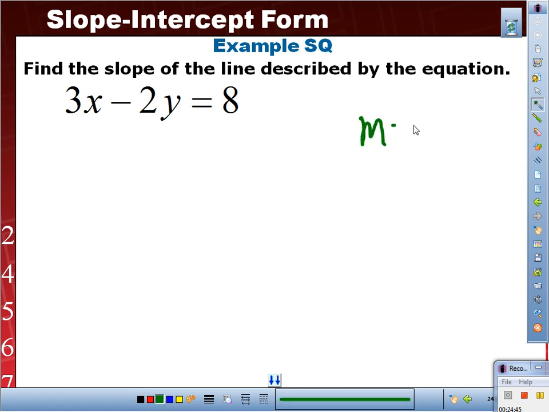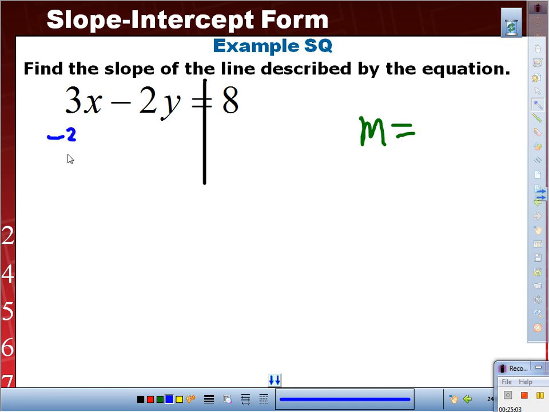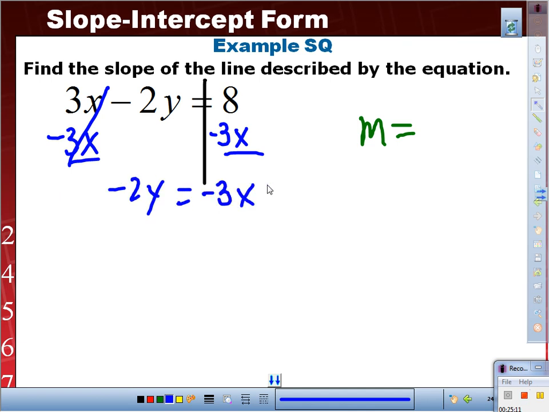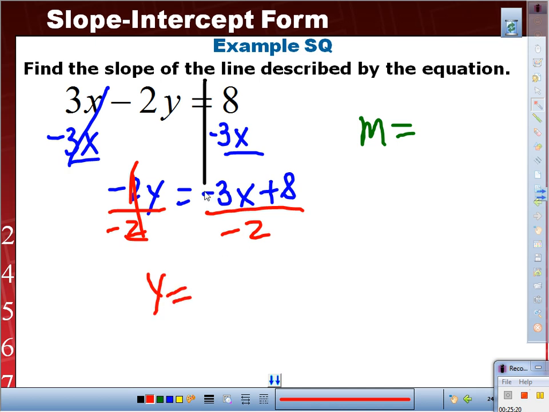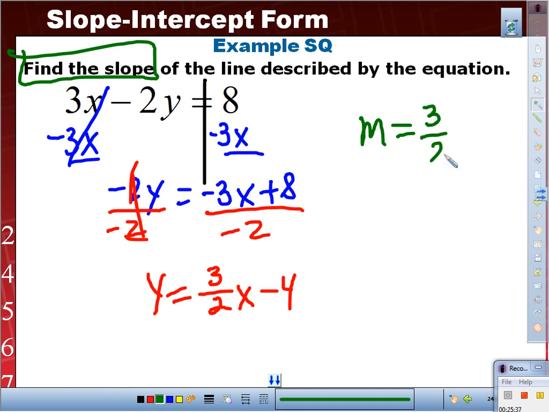So they're asking us to find the slope, m equals. But we can't because it's not in slope-intercept form. Tell your neighbor what you need to do so that we can find the slope. We need to leave y by itself, is that correct? So that means I subtract 3x from each side. We're left with negative 2y equals negative 3x plus 8. What's my last step? Divide by negative 2, divide by negative 2. Y equals, this is already in fraction form, but negative divided by negative is positive, so this is 3 over 2x. What is 8 divided by 2? Negative 4. So what are they asking us for? Only the what? Slope. So what is my slope? 3 over 2.